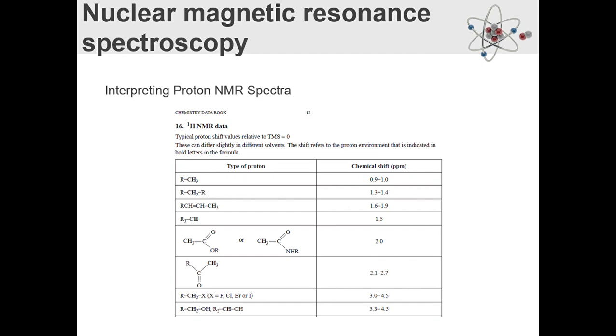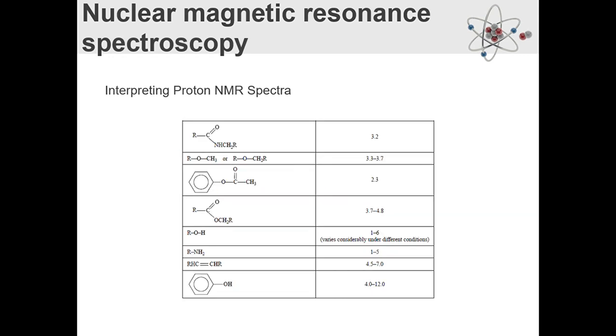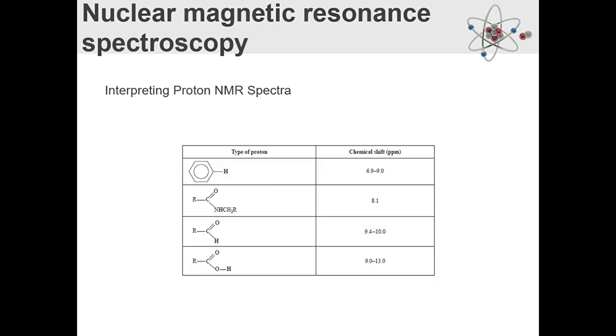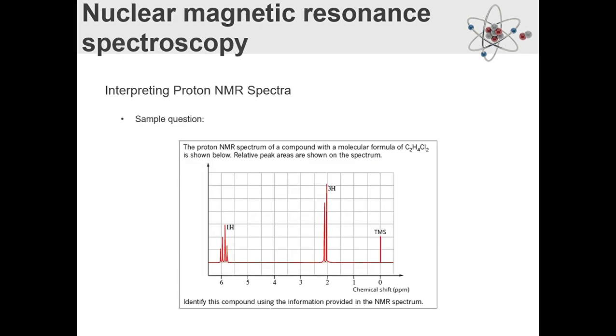This should probably give you that information too. This is the information from the data book. As you can see, alkanes 0.9, CH2s 1.3, 1.4, alkenes 1.6 to 1.9, and then you've got your esters and your amides at 2, benzene rings at about 6.0, amides, aldehydes, and carboxylic acids, the further left you go.